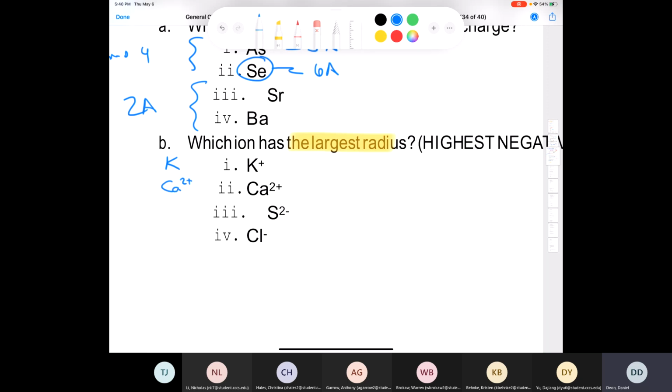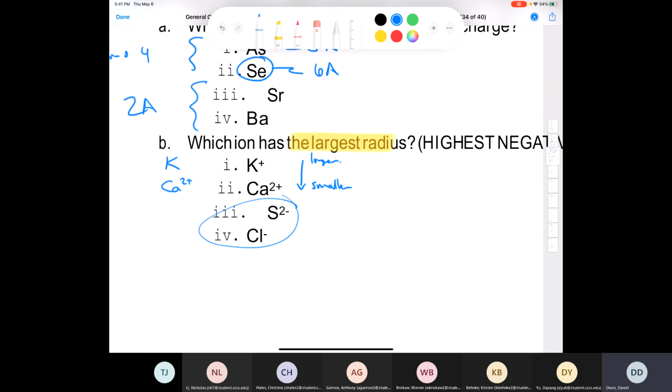So when you go from potassium to calcium, calcium is smaller, right? I mean, a calcium 2 plus ion is smaller than a potassium ion, which is larger, okay?